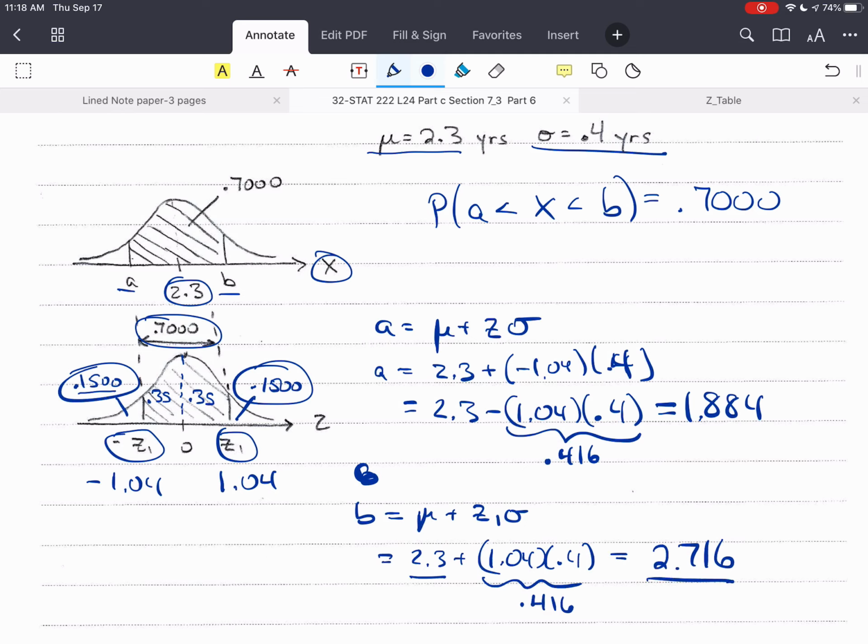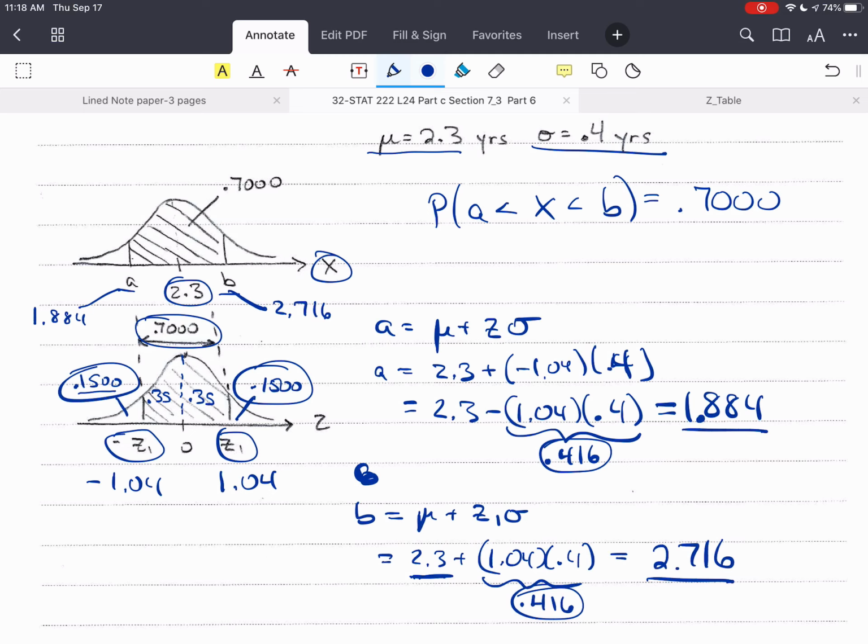So this value is this much above the mean, which is 2.3. And this value is this much below the mean. So we're an equal distance above and below the mean here. And so A is 1.884, B is 2.716.